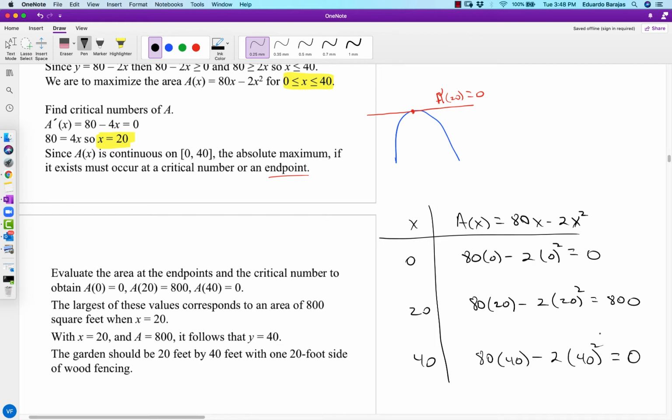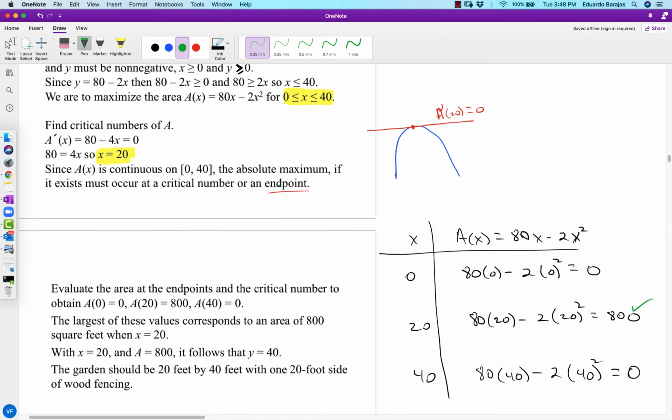Okay, so we can see that this is clearly the largest value. It's the only value that's not 0. So there's our answer. The largest of these values corresponds to an area of 800 square feet when x equals 20. With x equals 20, A equals 800. It follows that y equals 40, again using our formula or equation for y.